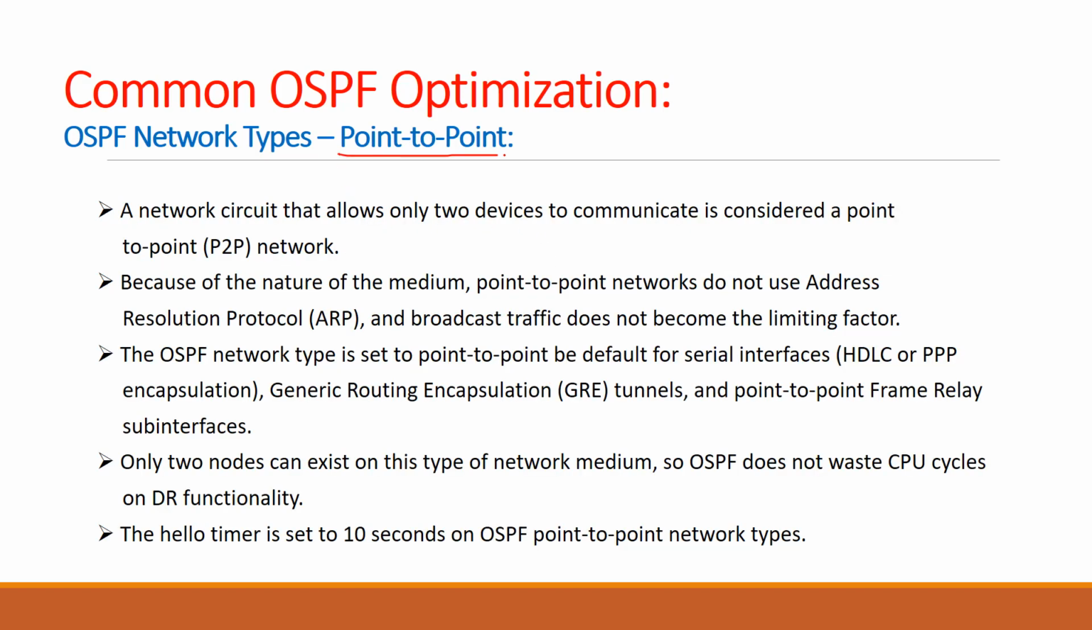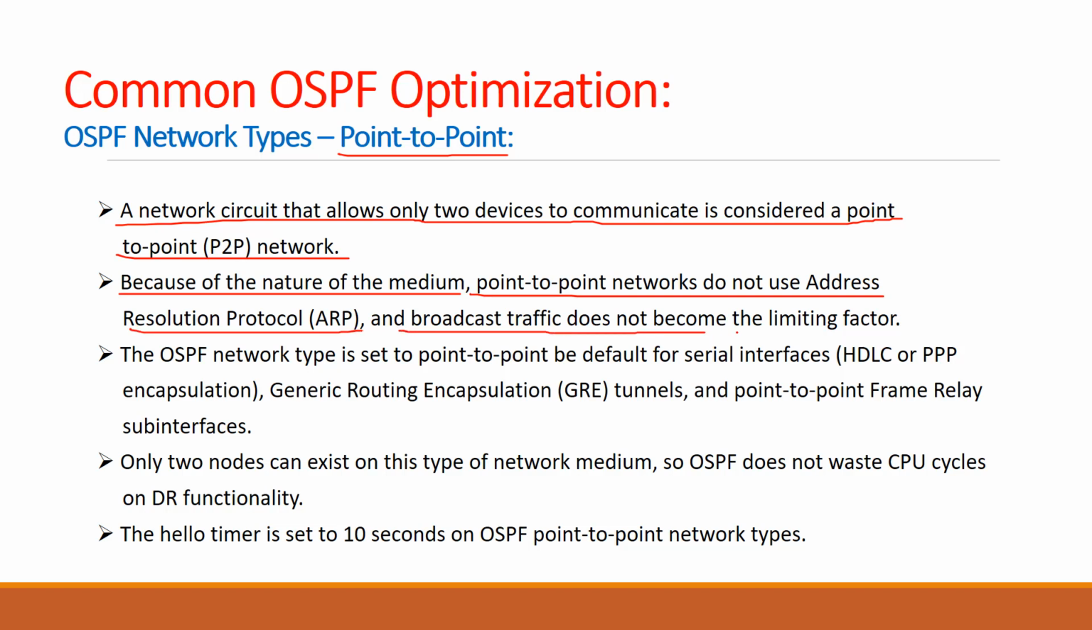Now let's discuss the point-to-point OSPF network type. A network circuit that allows only two devices to communicate is considered a point-to-point network. Because of the nature of the medium, point-to-point networks don't use Address Resolution Protocol, and broadcast traffic does not become the limiting factor. The OSPF network type is set to point-to-point by default for serial interfaces, HDLC or point-to-point encapsulation, generic routing encapsulation tunnels, and point-to-point frame relay sub-interfaces.